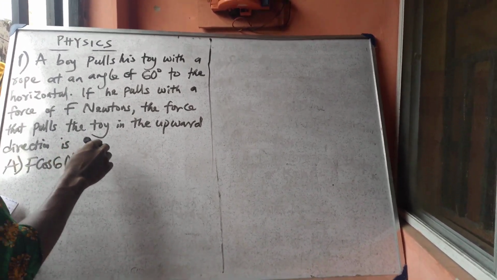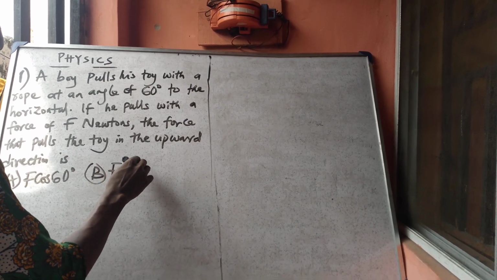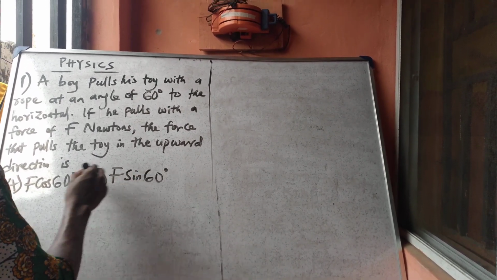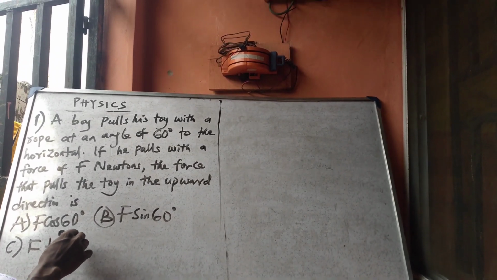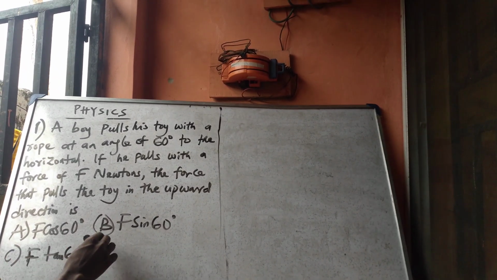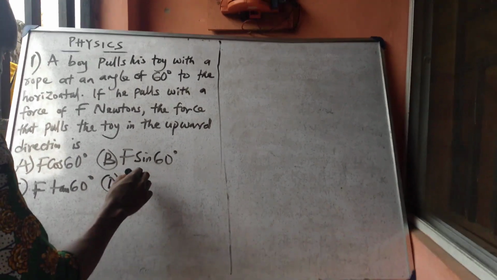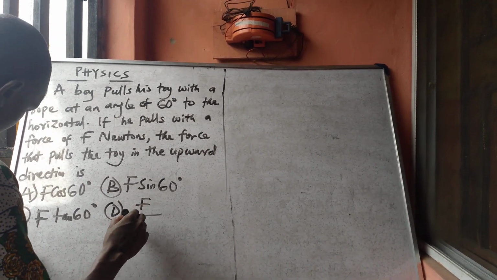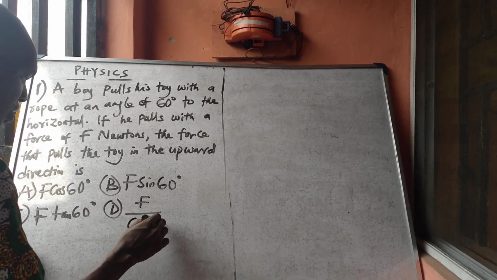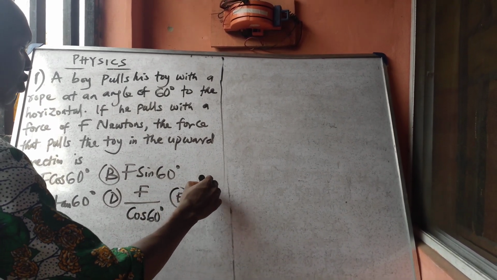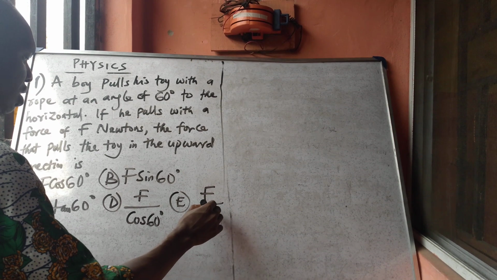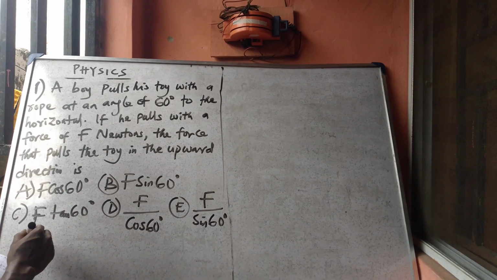Option B, you have F sine 60 degrees. Option C, you have F tan 60 degrees. Option D, you have F divided by cos 60 degrees. And option E, you have F divided by sine 60 degrees. Solution.